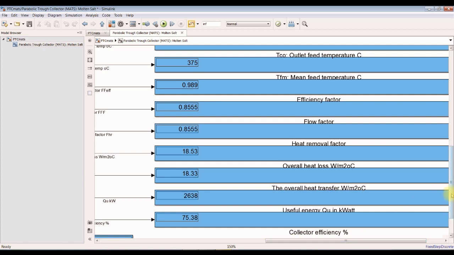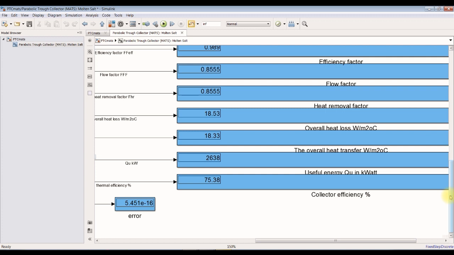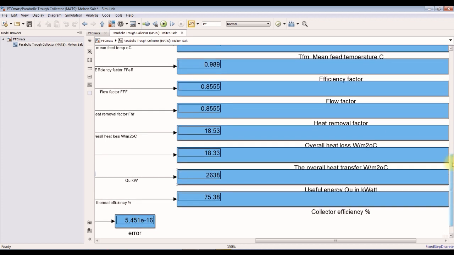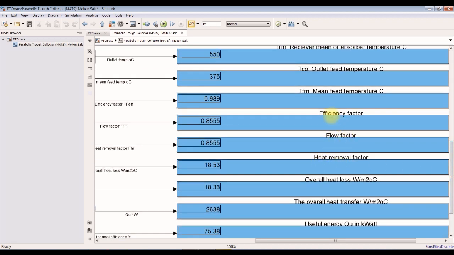Yes, this is solar parabolic trough efficiency. This is performance analysis. This is error percentage, almost zero. Useful energy delivered by the solar field. Overall heat transfer coefficient, overall loss coefficient, heat removal factor. We have to keep these factors not below 80%, because this is heat removal factor, flow factor, and efficiency factor. This is very important.